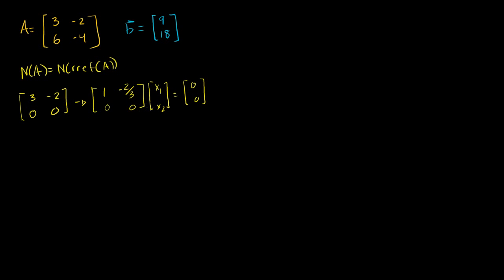So the second row gives us no information. 0 times x1 plus 0 times x2 is equal to 0. No information there. So our only constraint is the first row. 1 times x1 plus minus 2/3 times x2 is equal to that 0 right there. Or we could write that x1 is equal to 2/3 x2.